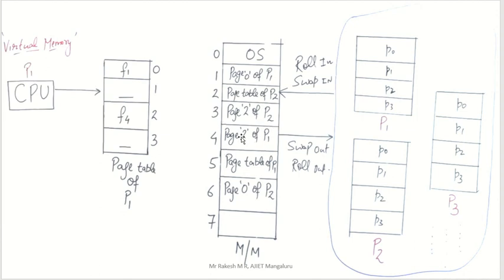Page 2 of the P1 is again reloaded in the secondary memory. At that time this is free. Page 3 we are loading into here, frame 4. So frame 4 is updated. Here we are getting F4.